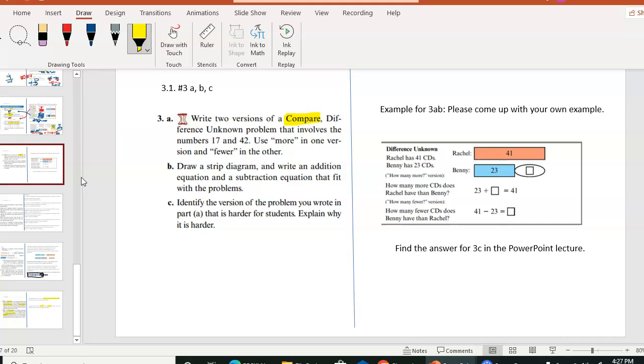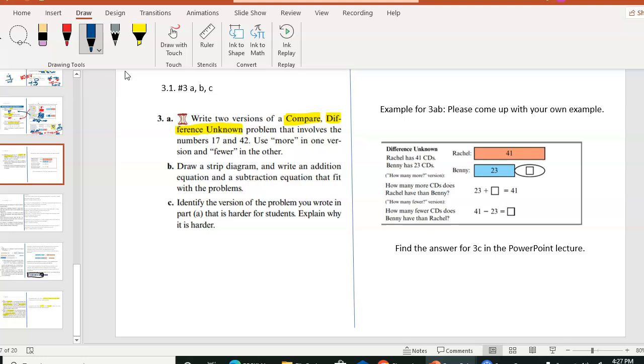So first of all, make sure the word problem you write has the words more than or fewer than. Also, they specified we want to know the difference unknown. You can look at my example here.